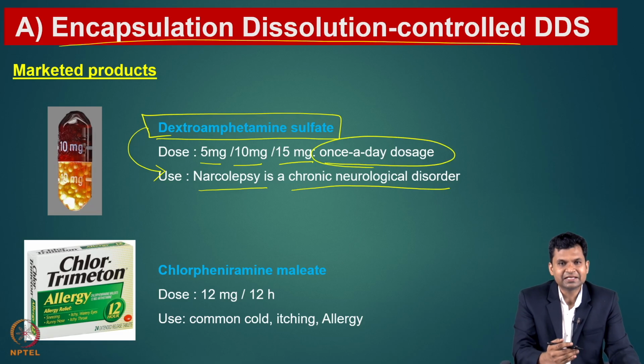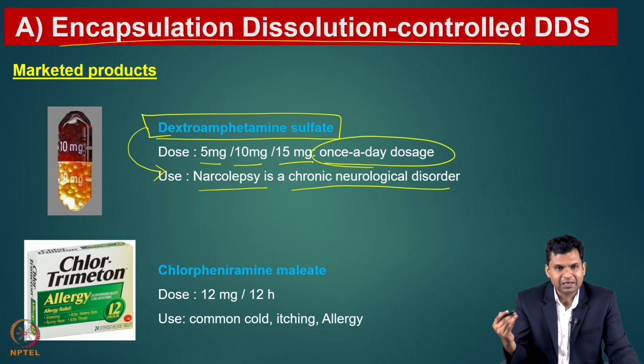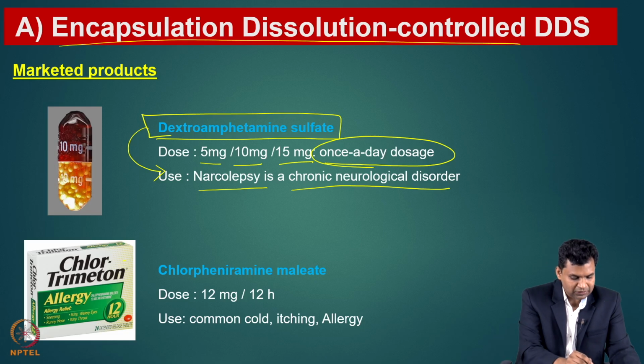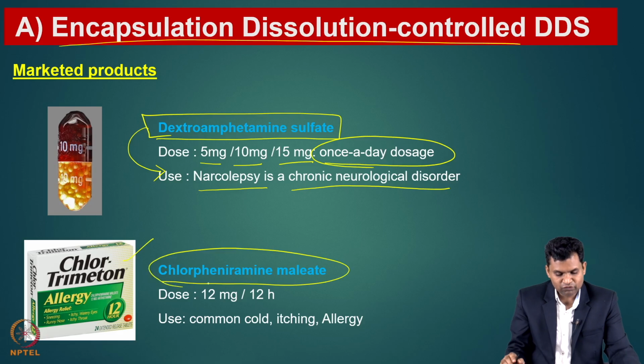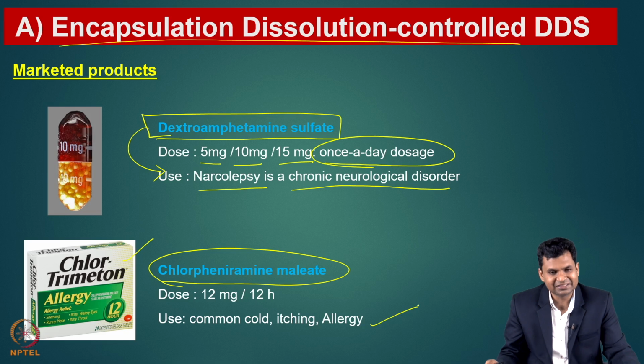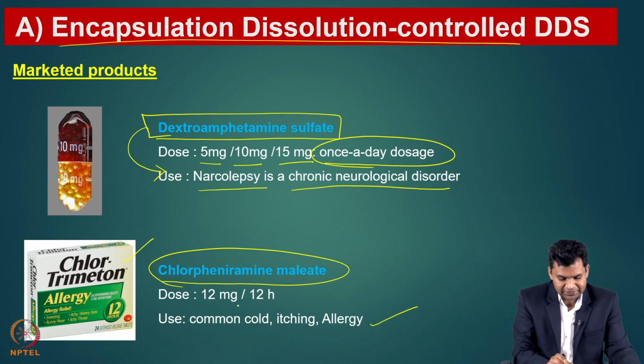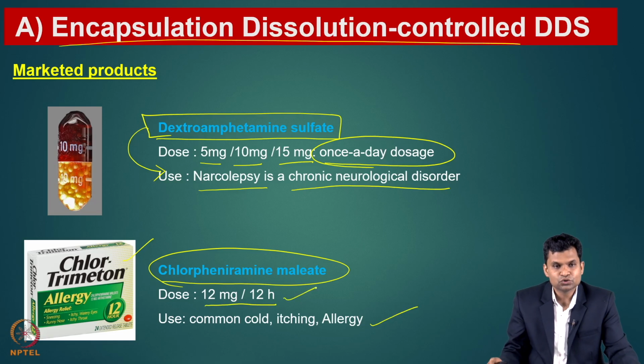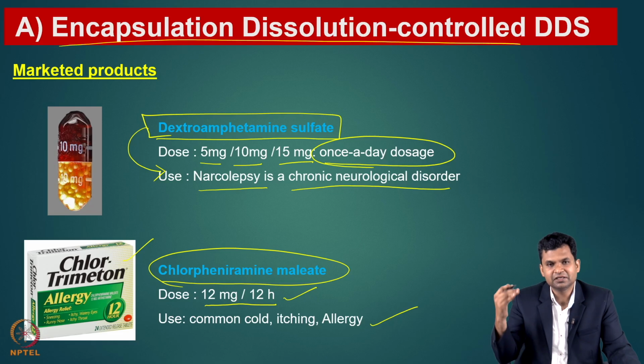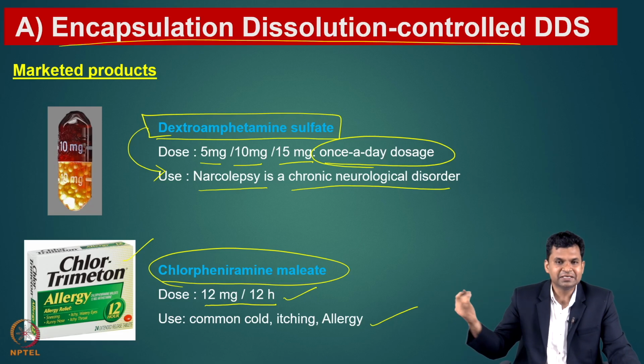Another encapsulation dissolution control marketed product is chlortrimeton, whose active ingredient is chlorpheniramine maleate. This is commonly used for the common cold, itching and allergy. Now we can see the interesting part: this 12 mg will work for 12 hours. By converting simple molecules into controlled release formulations, you can expect a long-time release.